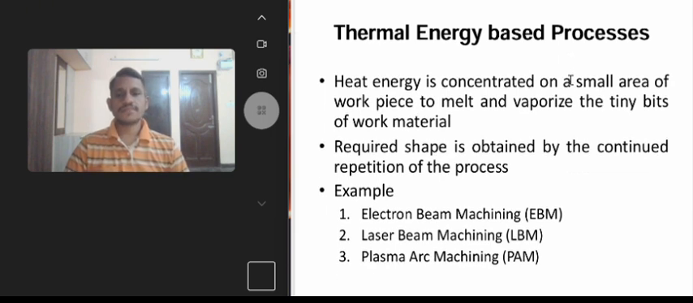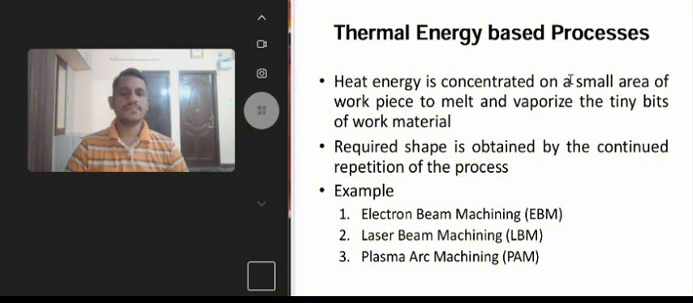Introduction. In this method, heat energy is concentrated on a small area of the workpiece to melt and vaporize tiny bits of work material. The required shape is obtained by the continuous repetition of this process.